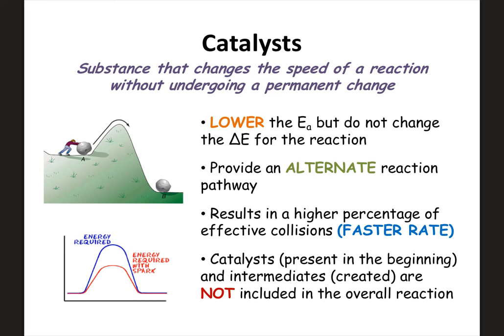They kind of do both things here. Basically, this usually results in a higher percentage of these effective collisions. So we get a faster rate of the reaction actually taking place. Remember, catalysts are present in the beginning and they are still there at the end, and then they cancel out here in the mechanisms. Intermediates are created and then used up, but both of them are not included in the overall reaction. So very important to understand that these catalysts speed up the reaction by lowering the activation energy, providing a different pathway for the reaction to take place, allowing these effective collisions to occur much more readily.